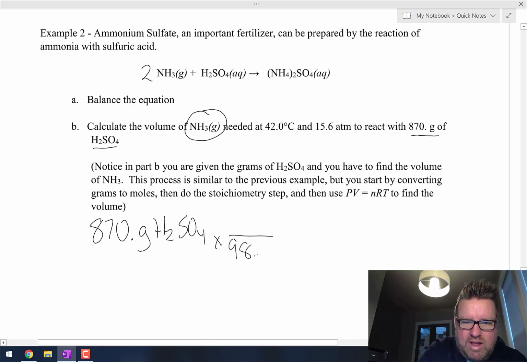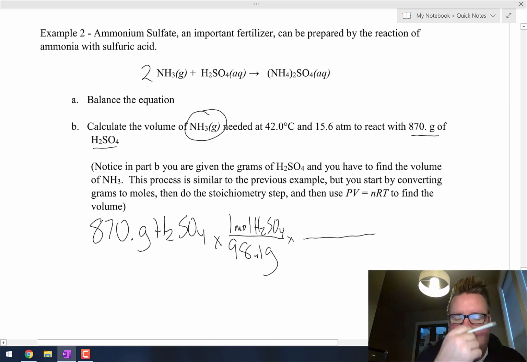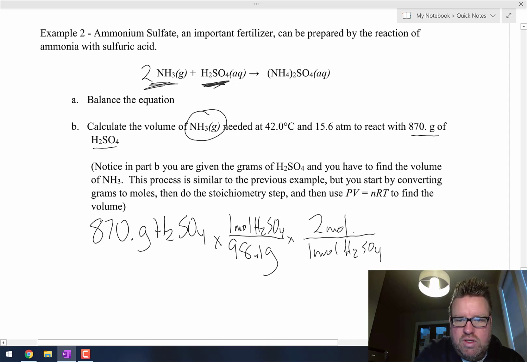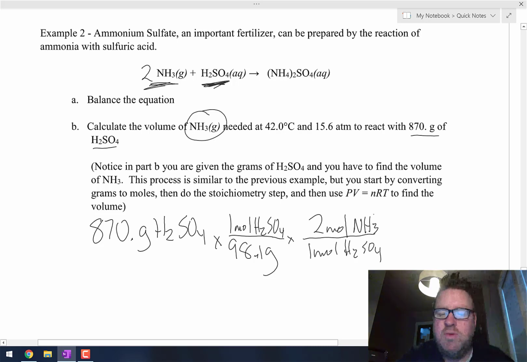So we're going to go 870 grams of H2SO4. H2SO4 has a molar mass of 98.1 grams per 1 mole of H2SO4. And then from the balanced equation, we can see that 1 mole of H2SO4 reacts with 2 moles of NH3. Now again, if I'm doing normal stoichiometry, a lot of times I'm going to keep going here and I'm going to get grams of NH3.